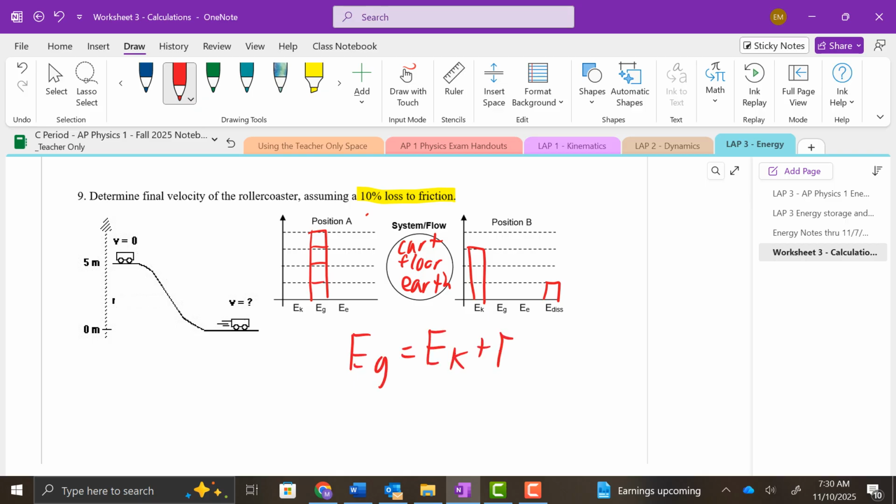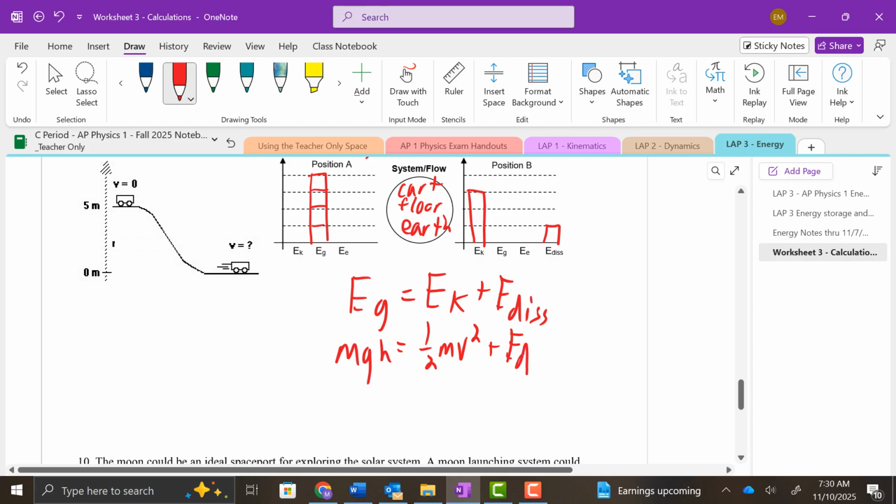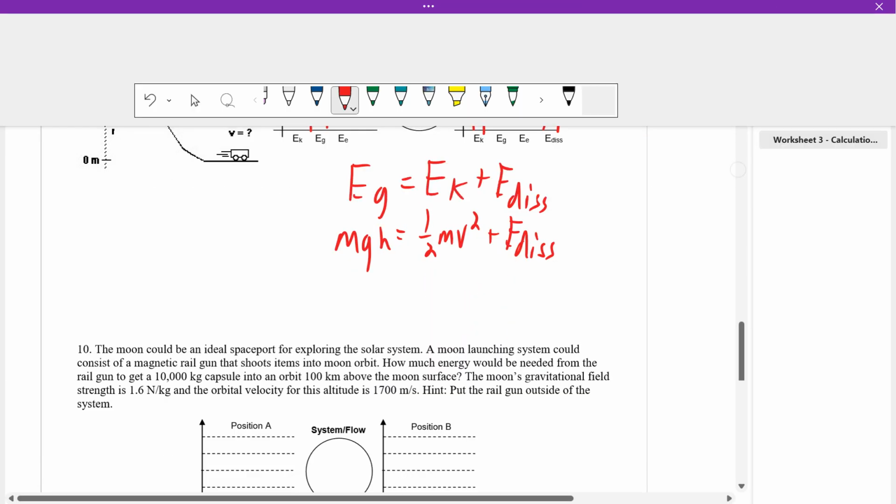And the question is, how do I go about solving this? I know EG is MGH, and I know EK is 1/2 MV squared, but I don't have an equation for E_dis. E_dis is just kind of E_dis. Well, I have to kind of use the problem I've been given here.